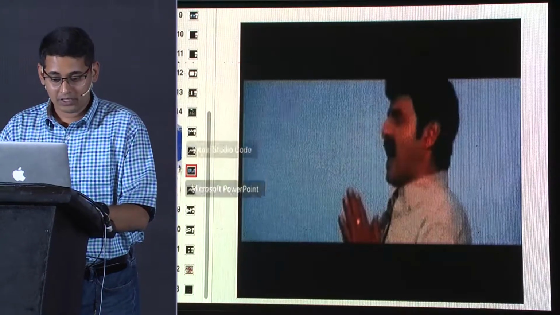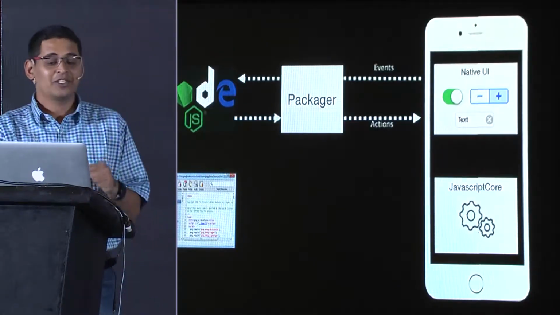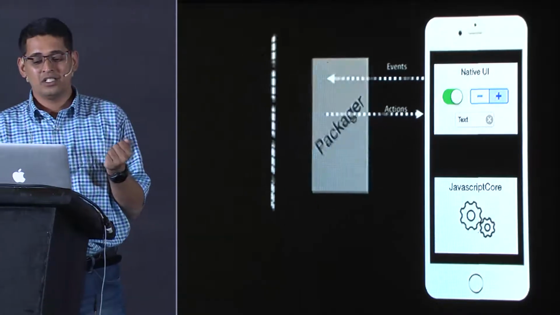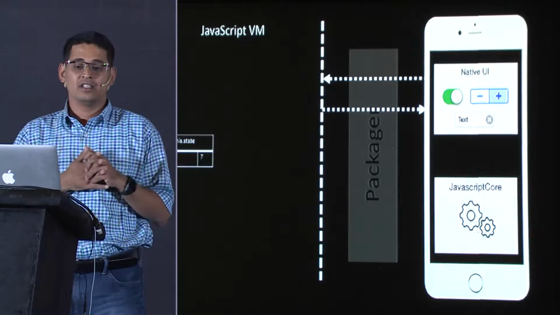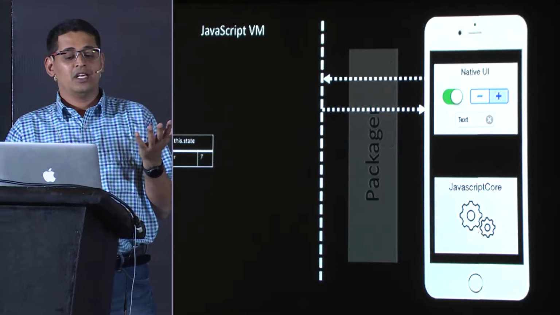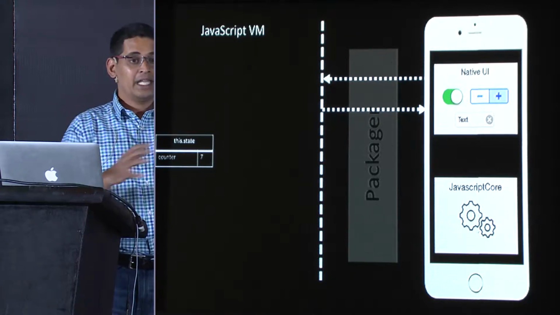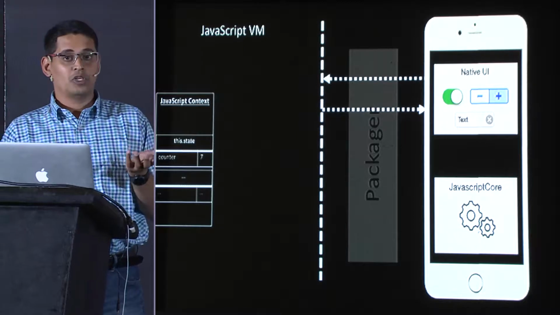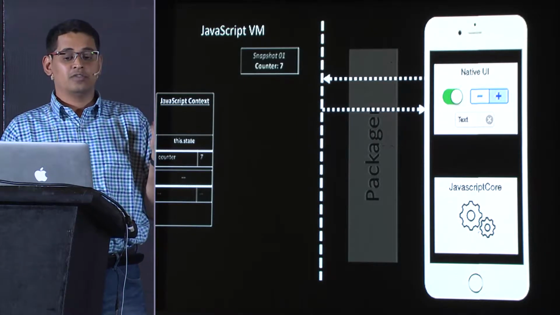So going back to the slides, I'm sure you guys want to see this GIF again, but going back to the slides, it all looked like magic, but it's not really magic. Let's take a closer look at the JavaScript VM that Chakra does. So in a React Native application, you have a state, right? And in the state, you say this counter is 7 or something like that. If you zoom out a little bit more, what you see is the entire JavaScript context. And Node Chakra has this ability to take a snapshot of this context.